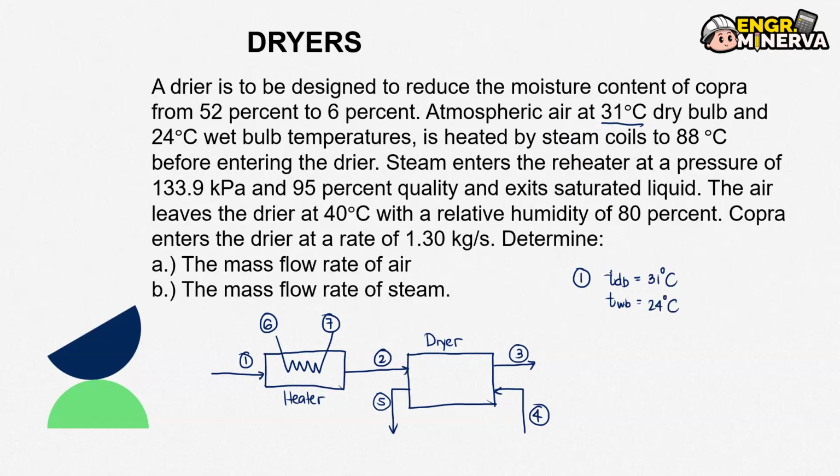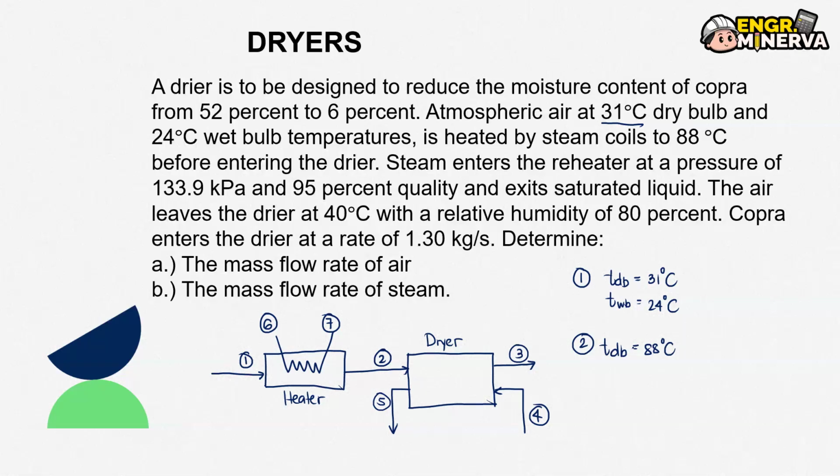Okay, so those are the properties for 1. So it means we can get all the properties after that. Next. Okay, so number 2 is heated to 88 degrees Celsius before entering the dryer. So it means at point 2, the temperature of the air is now 88 degrees Celsius. Okay?